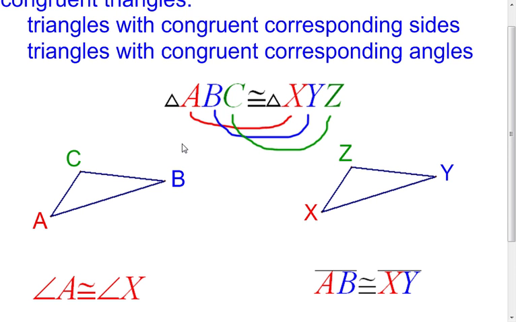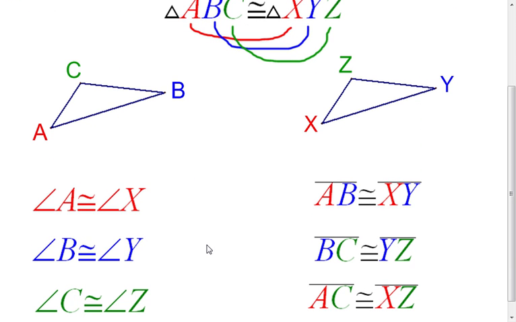Now underneath this, and I'm going to get into all this color coordinated stuff in just a little bit, under my triangles I've shown all the pieces that are congruent. Angle A is congruent to angle X. Angle B is congruent to angle Y, and angle C is congruent to angle Z. Similarly, all the corresponding sides are congruent over here on the right.